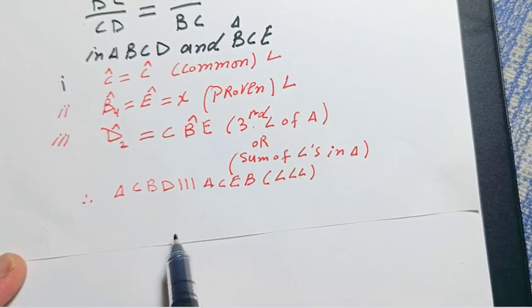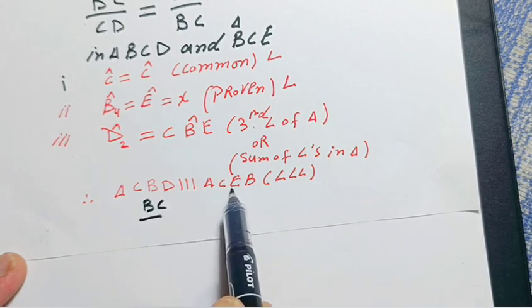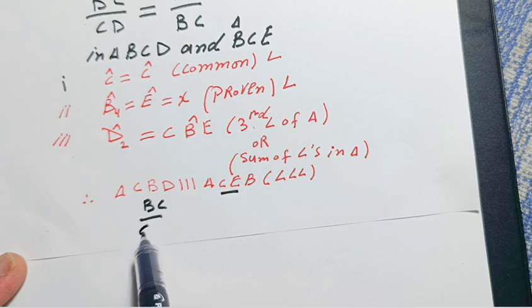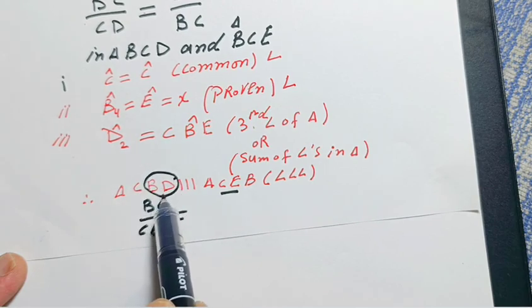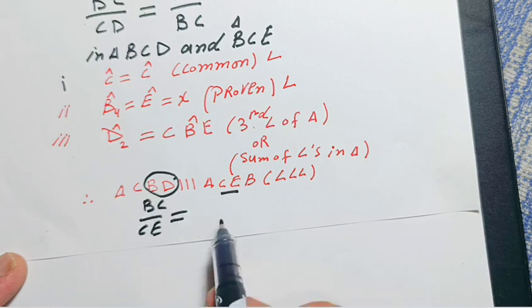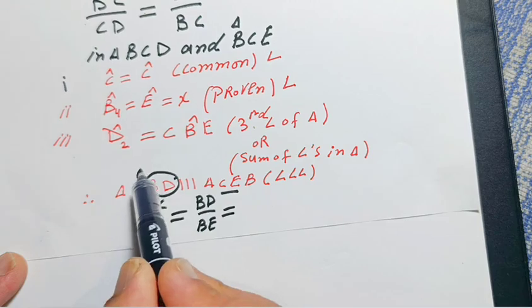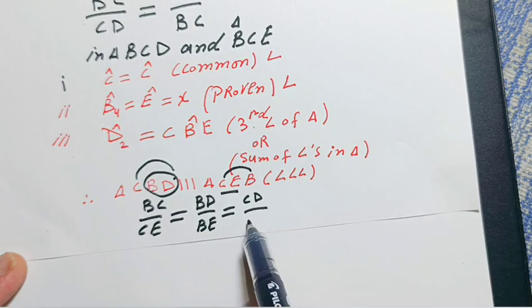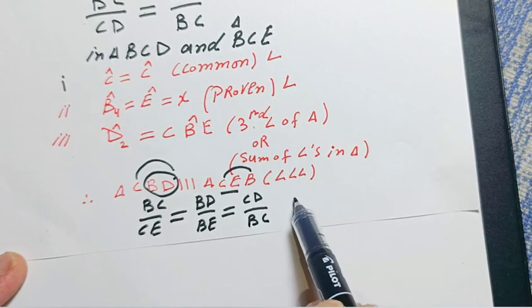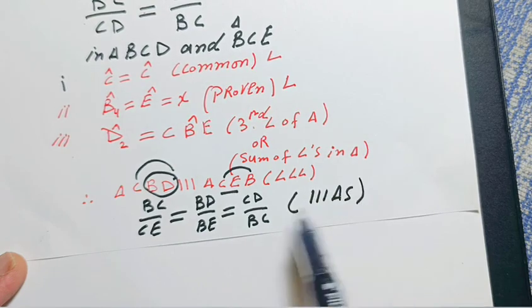Now I'm going to write the proportions. First two, BC over CE, is equal to the last two, BD over the last two, EB. First and the last, CD over first and the last, BC. Why? Similar triangles. This is the reason.